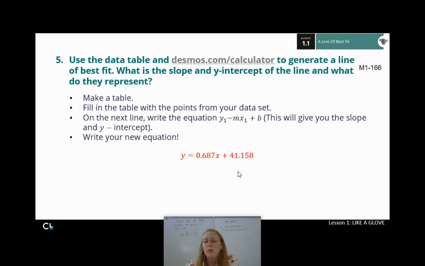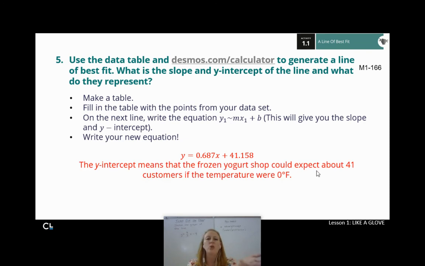So I wrote down my new equation. There's my slope that I took from Desmos. There is my y-intercept that I took from Desmos. It did say to explain what they represent. Well, this is my y-intercept, right? This is where it hits my y-axis. So that means if the temperature is 0 degrees outside, it is cold. If the temperature is 0 degrees outside, I should still get about 41 people coming into the shop, right?